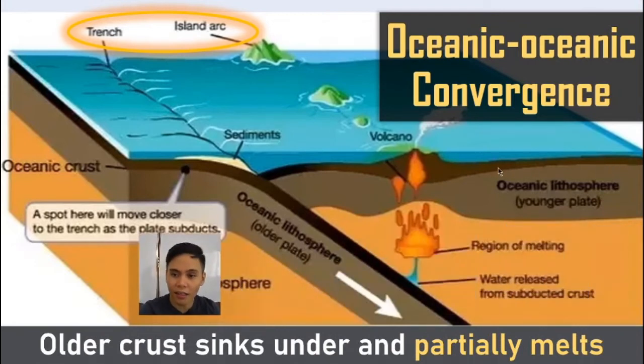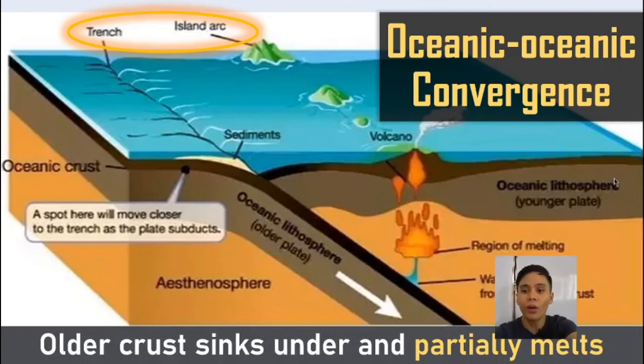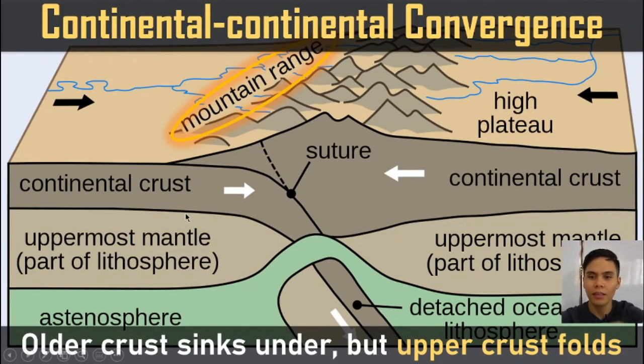Alright, so your island arc over here, there we go. Island arc is here, and it also forms a trench. Now, arcs that come up in the middle of the ocean, like your islands in the Pacific Ocean, most likely are island arcs. Most of them are island arcs that form due to the convergence of oceanic crust. Next, we have continental and continental convergence. If it's happening on land, the older crust sinks under, while the upper crust tends to fold up, fold into mountains. So we have mountain ranges that form fold mountains, usually high plateaus.